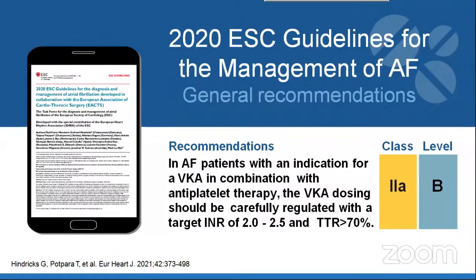Other recommendation: in atrial fibrillation patients with an indication for a vitamin K antagonist in combination with antiplatelet therapy, the vitamin K antagonist dosing should be carefully regulated to target an INR from 2 to 2.5, with time in therapeutic range more than 70%. It should be to the lower level, 2 to 2.5. Next.